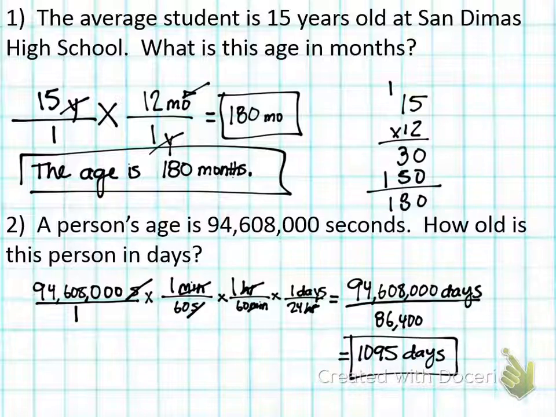How old is this person about then? 3 years old, right? It seems like a lot of days, but there's 365 days each year. So it's like a little baby, right? A little toddler. All right?